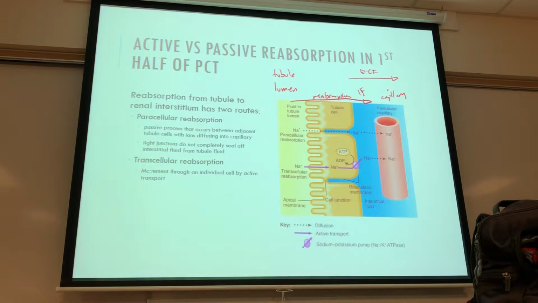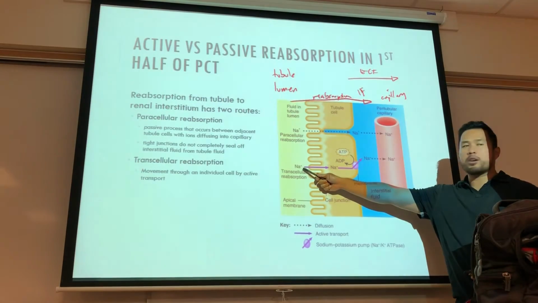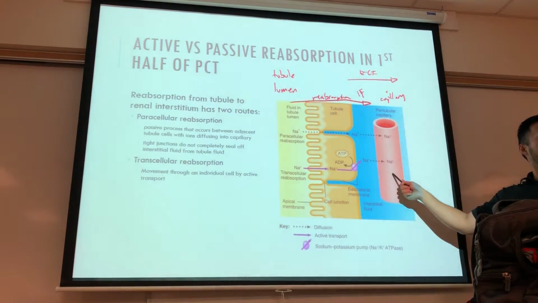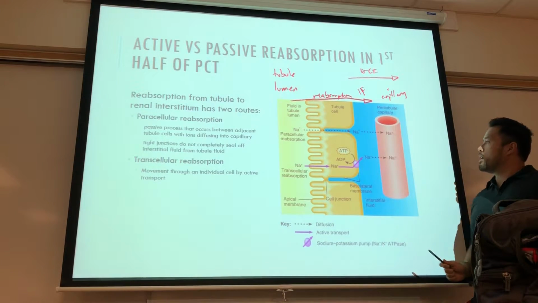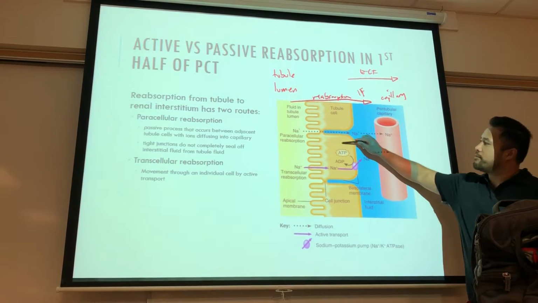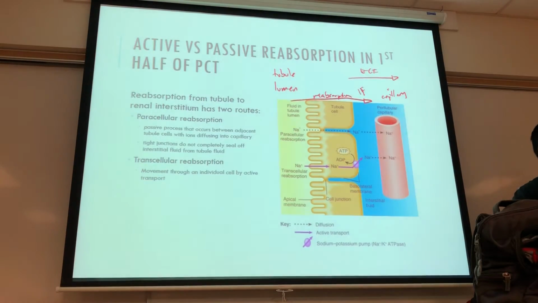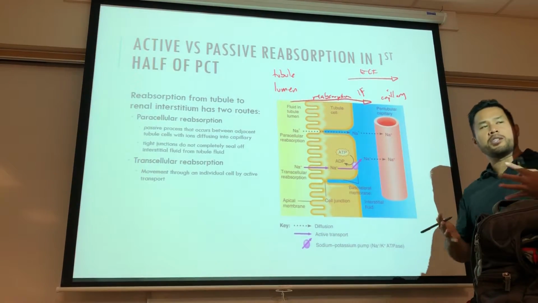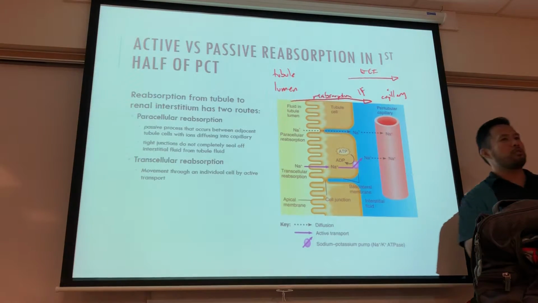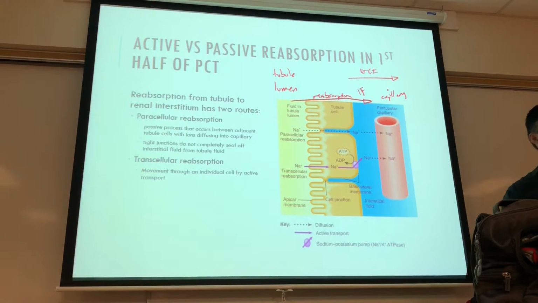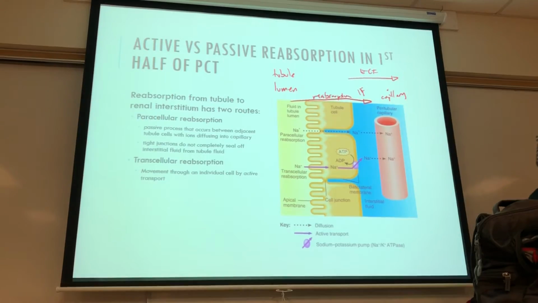Now, stuff that moves across the cell is transcellular reabsorption. And the way we'd have to get sodium across the cell is to shuttle it across. So remember our generic cell, when we talked in cellular physiology, where was most of our sodium? Think of the generic cell. Where was most of our sodium? Was it on the outside of the cell or the inside of the cell? Outside. Outside of the cell, right?